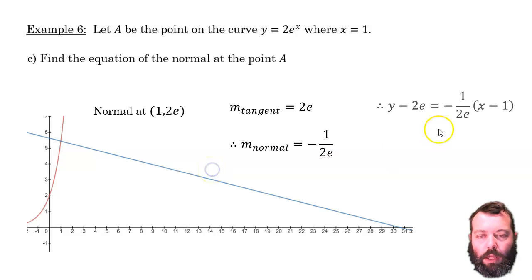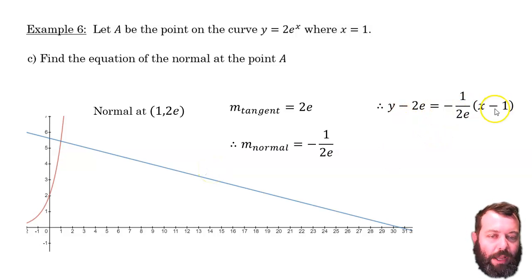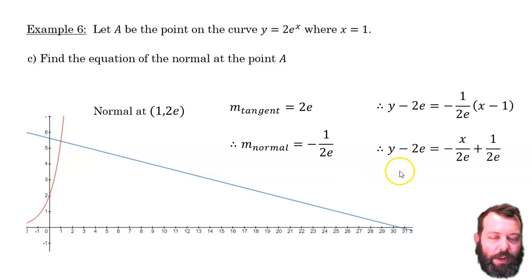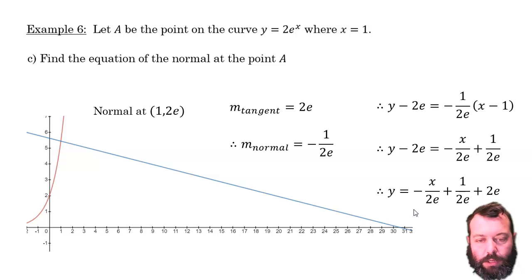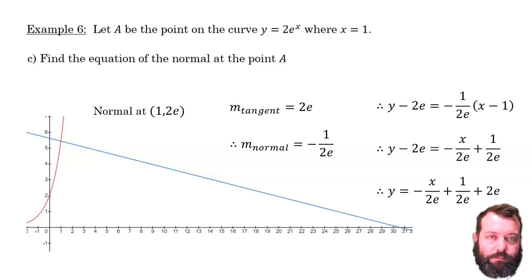Now, y minus y1 equals m into x minus x1. If I rearrange that a bit, tidied up, I get y equals negative x over 2e plus 1 over 2e plus 2e. Right here, that's the equation of the normal in gradient-intercept form. This is the gradient, negative 1 over 2e, and the y-intercept is 1 over 2e plus 2e.